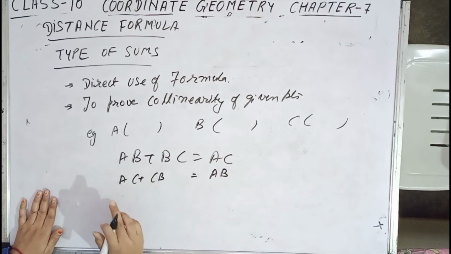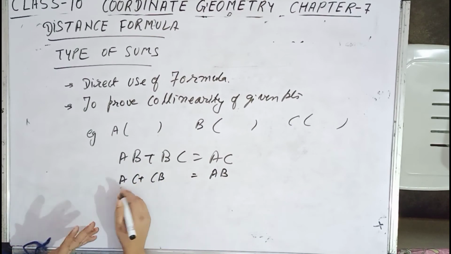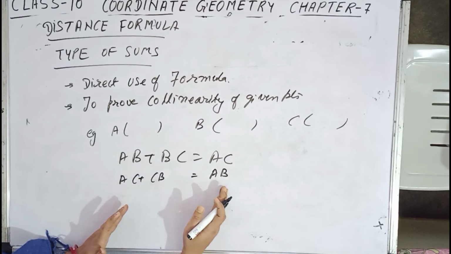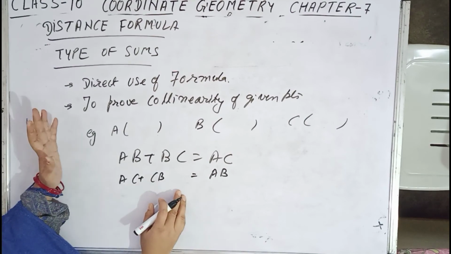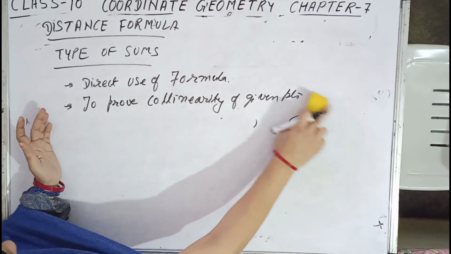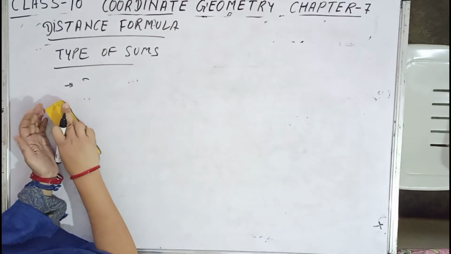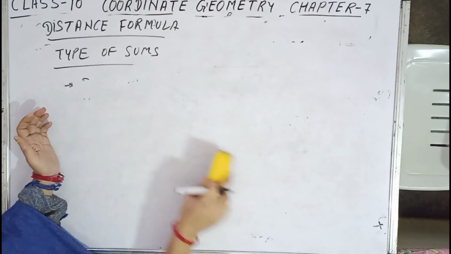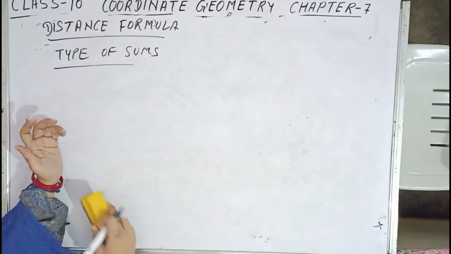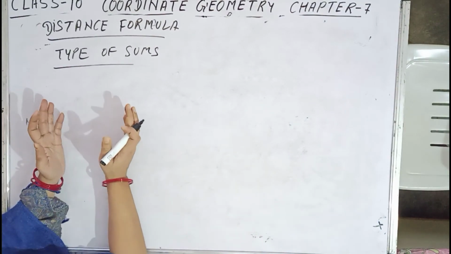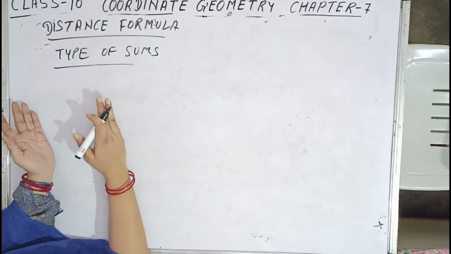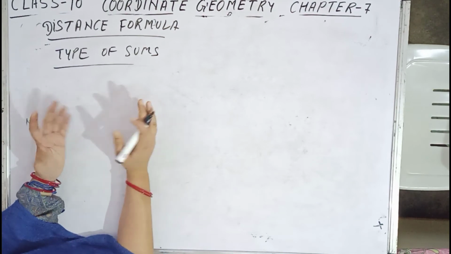AB plus BC, then CA plus BC, then AB plus BC. One more pair you can get. Whatever the sum of the two, if you are getting the third one, obviously those 3 points are collinear, like the sum you will be getting in the distance formula. Now one more type is there: you have to prove that the given figure is a quadrilateral or not, rectangle or not, square or not, or sometimes prove that the given figure is a parallelogram but not a rectangle, square but not a rectangle, and so on.